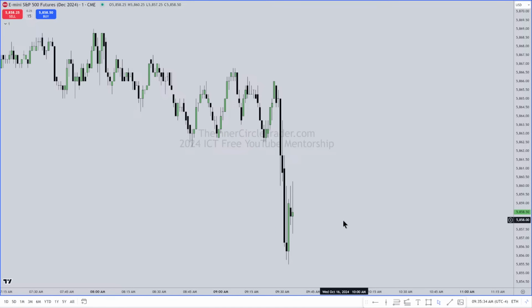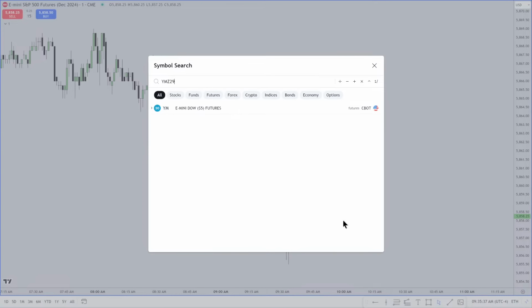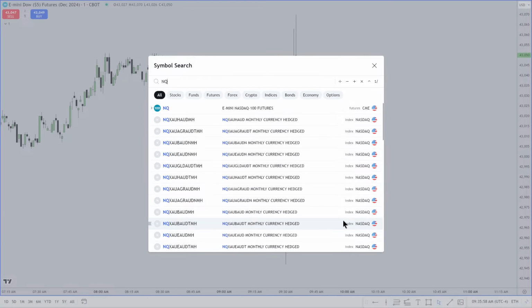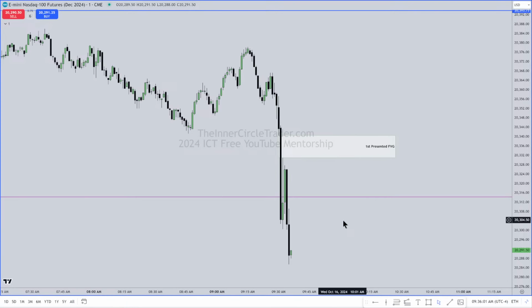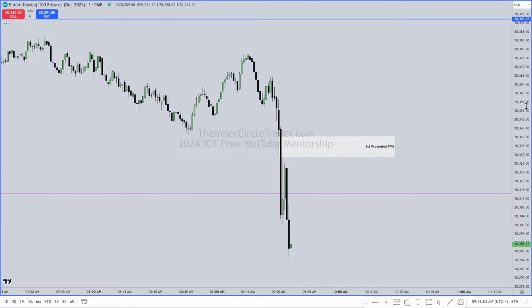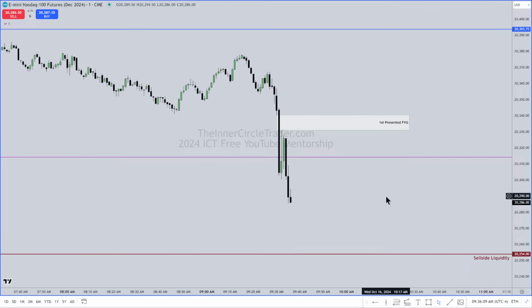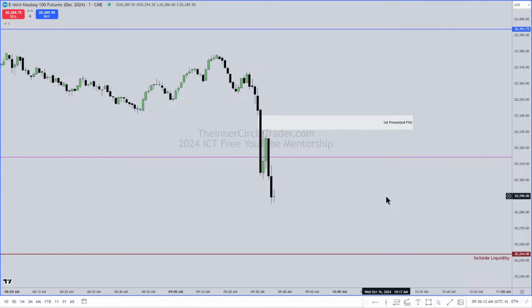ES is a bit of a mess. Let's take a quick look at Dow. Oops, wrong one. There's decoupling. It's pretty expected actually when there's no news due out this morning. And NASDAQ. See how they're going different directions? That makes it a lot harder for precision to be available to you. Doesn't mean you can't trade it, just means that you're trading with lower probability.